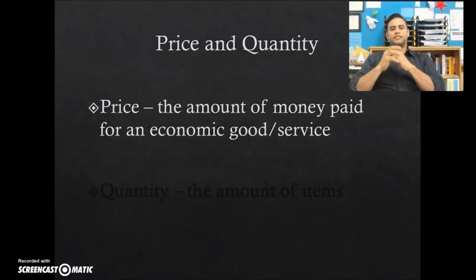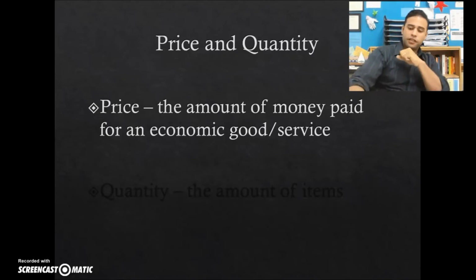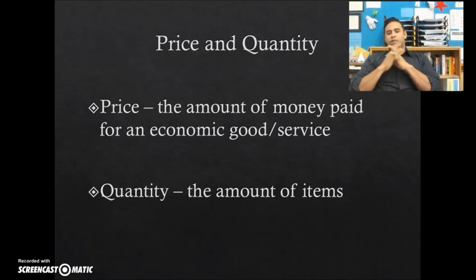So price is defined, and this is no big shock, as the amount of money paid for an economic good or service. That is straightforward. That is a word you probably already knew. But let's make sure we're all on the same page with that, right? It's the amount of money paid for an economic good or service. And I will continue my streak of not blowing your mind with my definition of quantity. It is the amount of items.